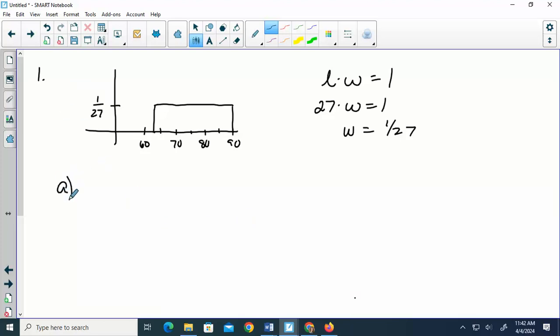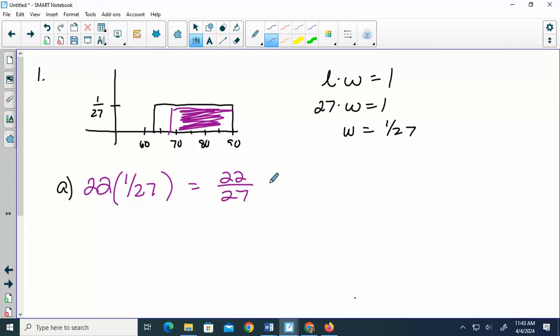So B, the probability that you have a temperature above 68. So 68 is here. If we went above that, we're essentially just finding the area of this rectangle. So the length of it, how far is it from 68 to 90? So 90 minus 68 is 22, times the height of that rectangle is 1 over 27. So you get 22 over 27, or 0.8148.